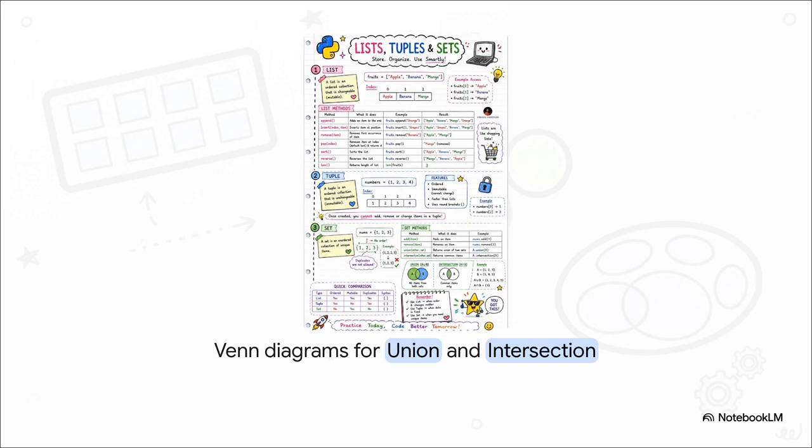Look at the union, or A union B. It completely includes both circles. It grabs absolutely all items from both sets, the whole shebang. But then the intersection, A intersecting B, only filters for the overlapping middle section. It tightly filters the data to give you just the common items. So if set A is 1, 2, 3, and set B is 3, 4, 5, the union is 1, 2, 3, 4, 5. But the intersection is just 3. It's an incredibly powerful way to filter data.